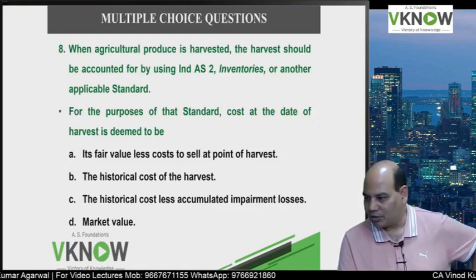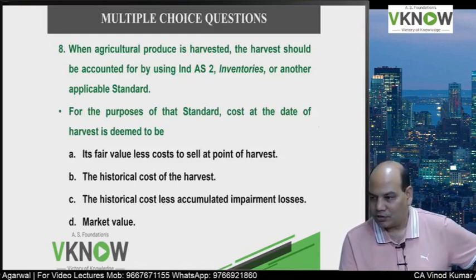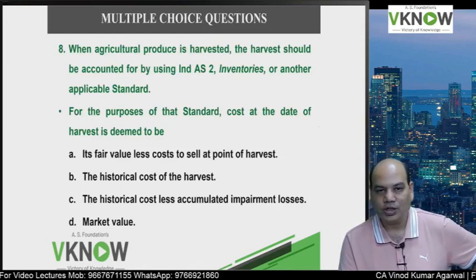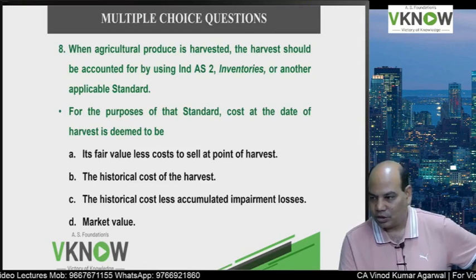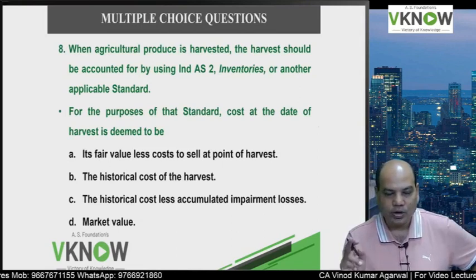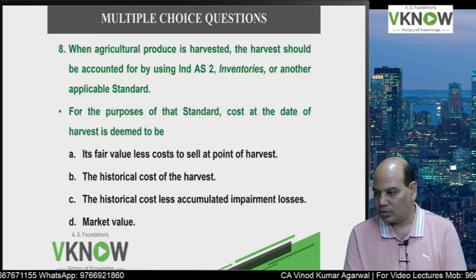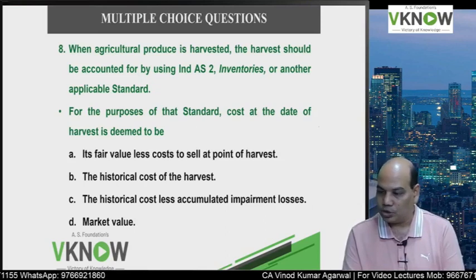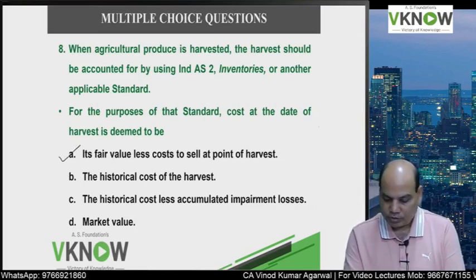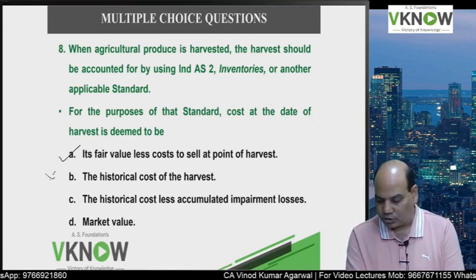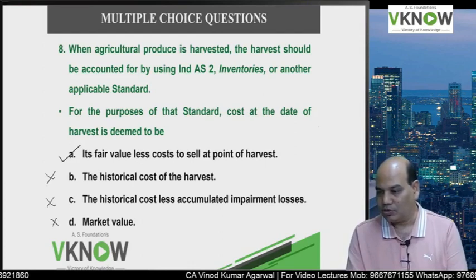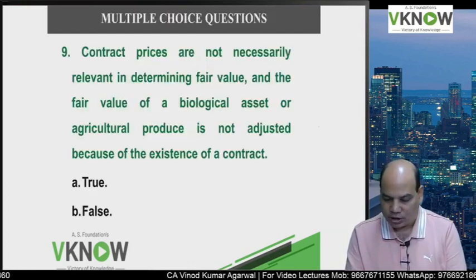Question number 8. Try your luck now. When agricultural produce is harvested, the harvest should be accounted for by using Ind AS 2 inventory or other applicable standard. For this purpose, the cost on the date of harvest will be equal to fair value less cost to sell at the point of harvest. This is the right option. Historical cost is not the answer. Historical cost minus depreciation and market values are not the answers. So the correct answer was A.